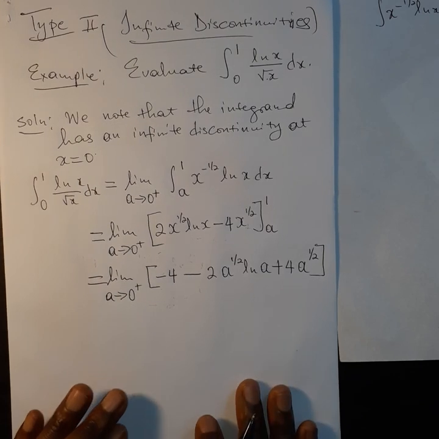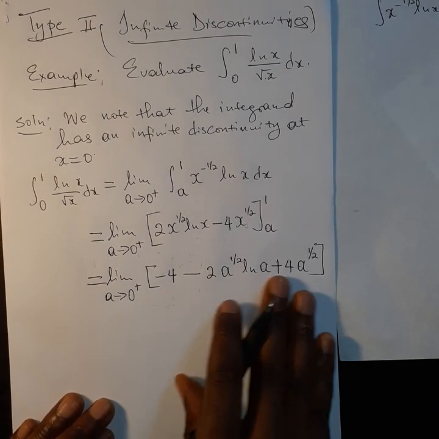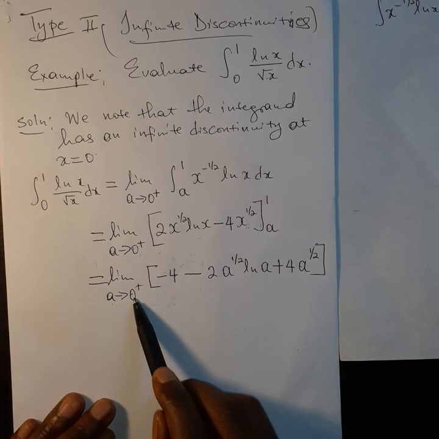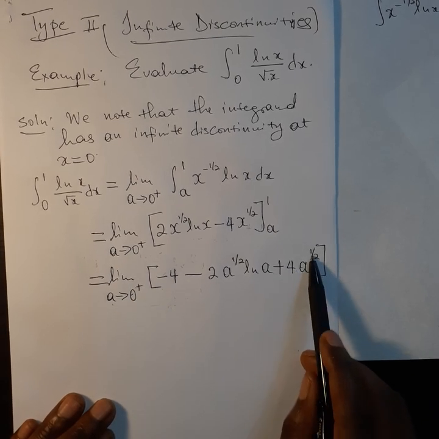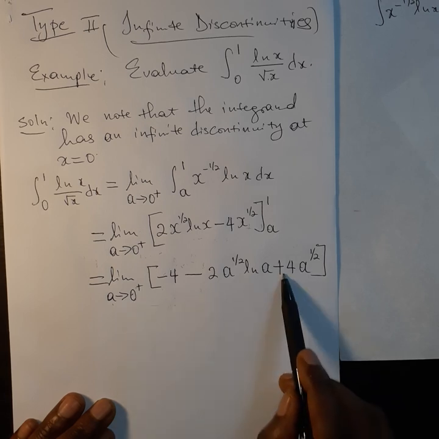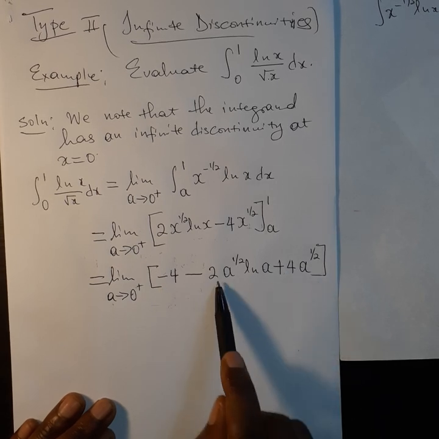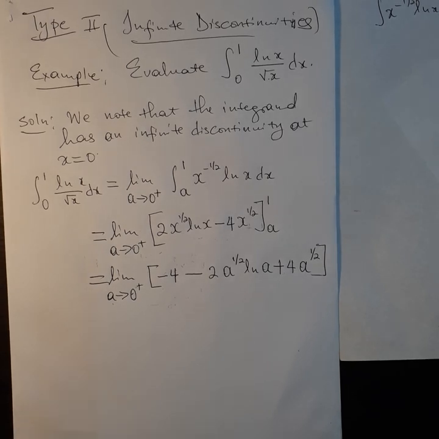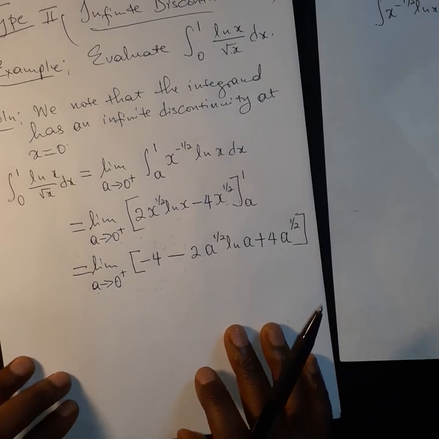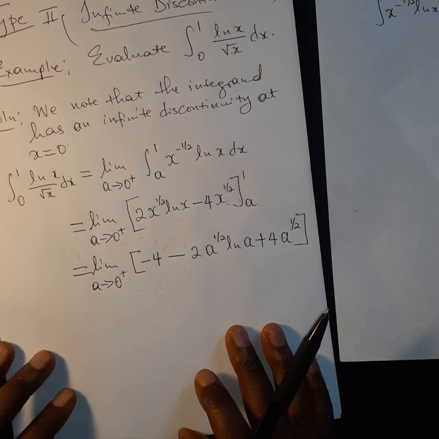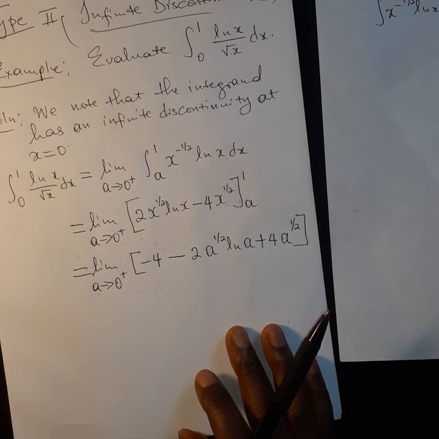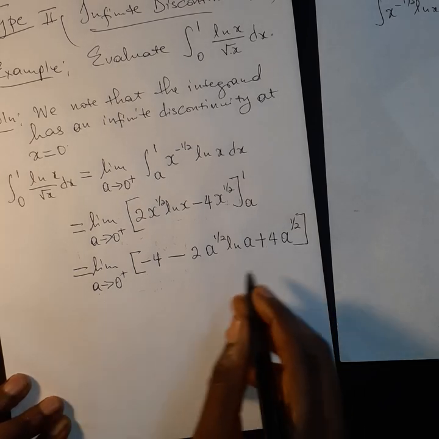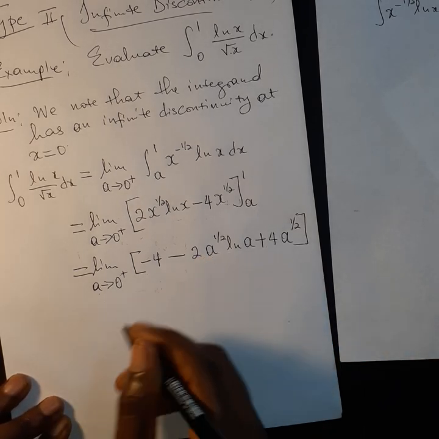Right? And then now we evaluate the limit. We can see that the limit of minus 4 as a approaches 0 and the limit of 4 square root of a when a is approaching 0 both are easy to get. The problem is with the middle part here. So what do we do? We are interested now in this limit.